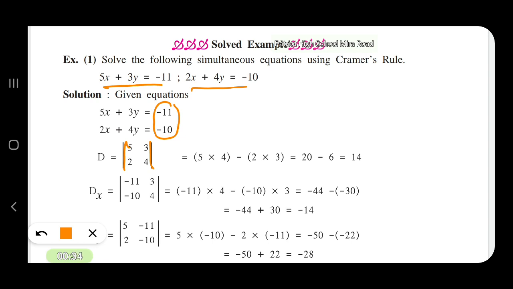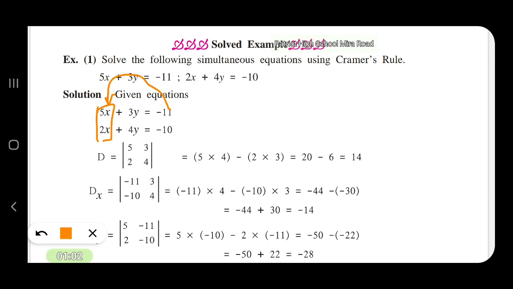Finding the value, cross multiplying, we get 5 4s are 20 and 2 3s are 6. So it will be 20 minus 6, 14. So the value of D is 14. Then finding Dx. For x, what do we do? We directly substitute the coefficients of x, the column x, with this column.